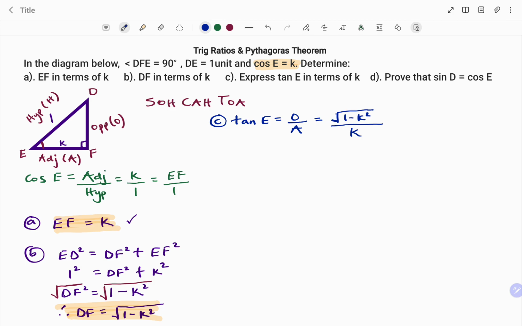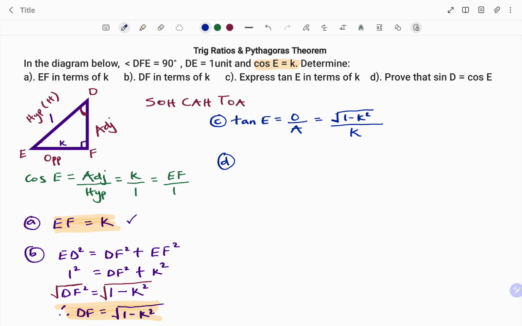The D part of the question says, prove that sine D is equal to cos E. So sine D, my reference angle is changing to D. And once my reference angle changes, what that means is the labeling of the side will also change. The side facing the new reference angle is my opposite. The last side will now be my adjacent. The only side that remains the same is my hypotenuse. That's line ED, or the line facing the right angle.